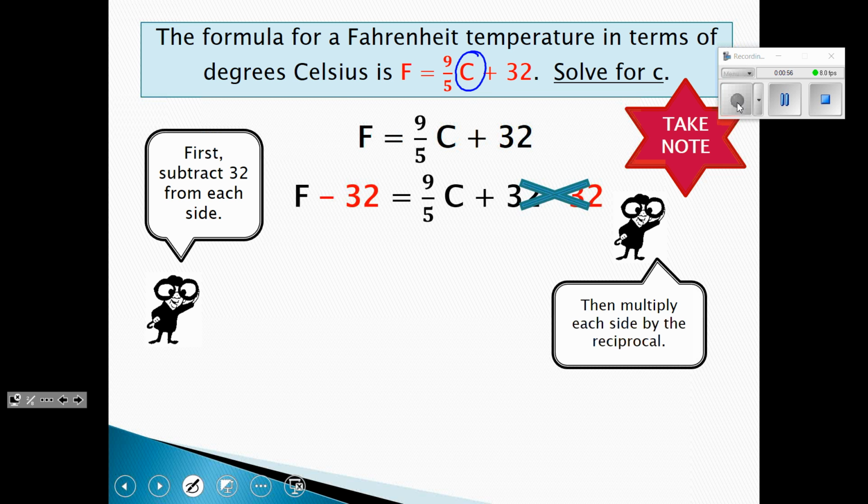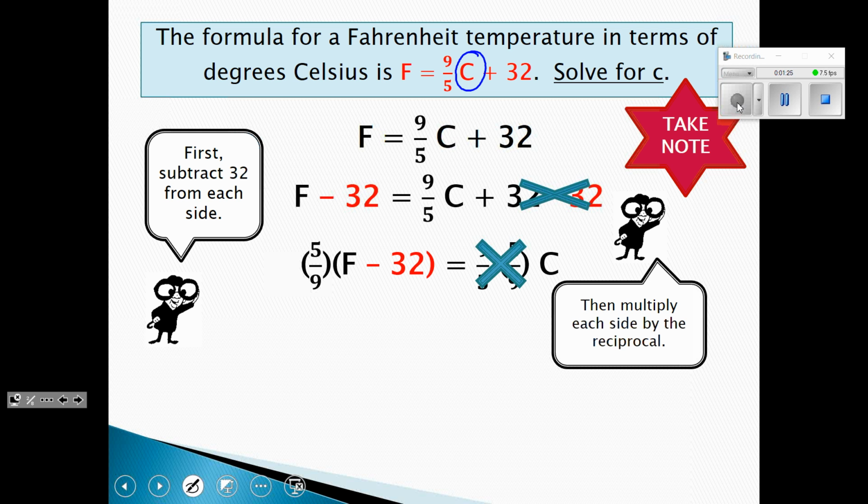9/5 is being multiplied times C, and the opposite of multiplying is dividing. And when you divide by a fraction, you would be dividing by 9/5. Remember, when dividing by a fraction, you're actually multiplying by the reciprocal. So we're going to multiply both sides times 5/9. And of course, when you do that on the right side, 9/5 times 5/9 is 1. And 1C, the 1 can become invisible.